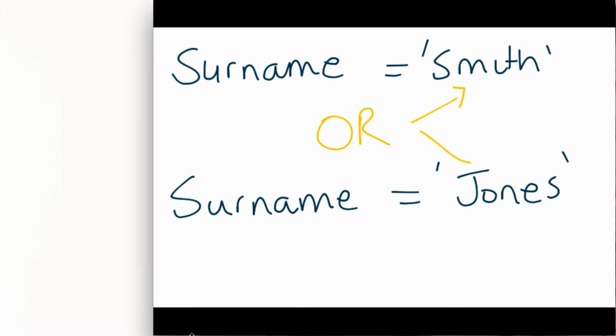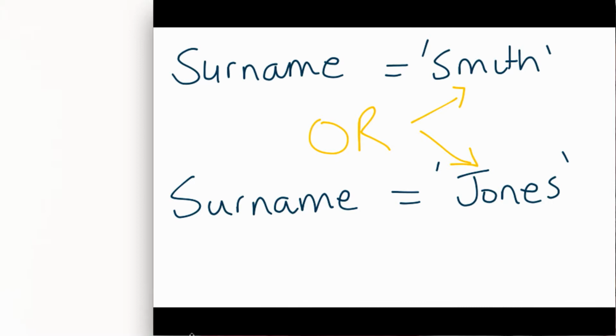In comparison to using the AND operator, this would actually bring back more results, because if I replaced this with an AND operator, it's very unlikely that there are students with the surname of Smith and the surname of Jones. But it makes sense to say, I want to see all the ones that are surname Smith or Jones, so I'd actually get more results with this.